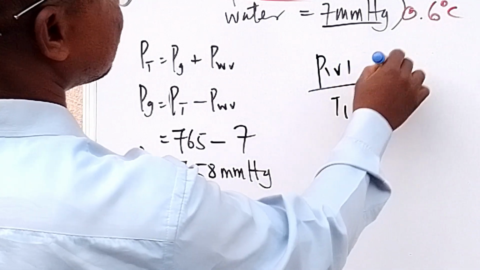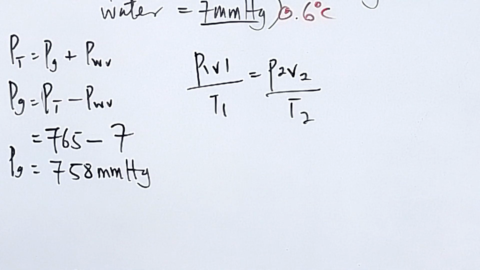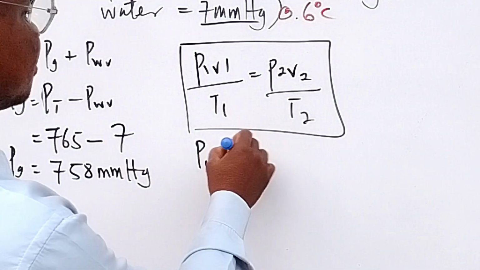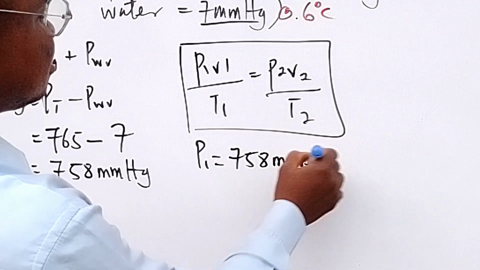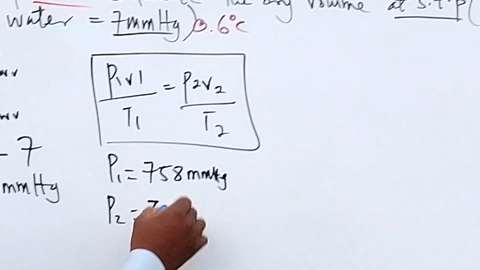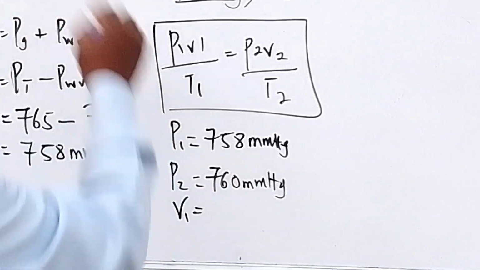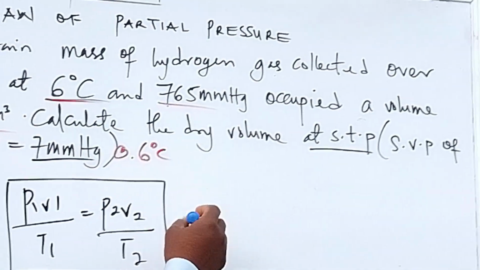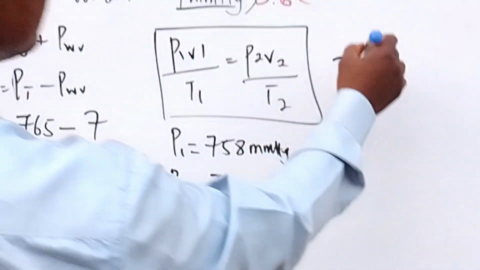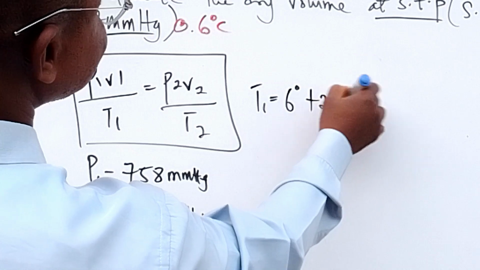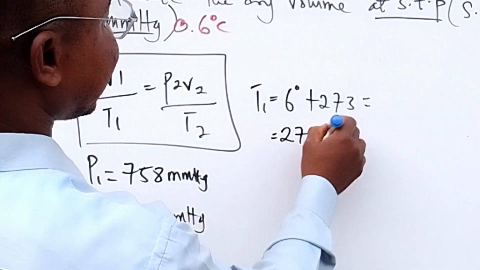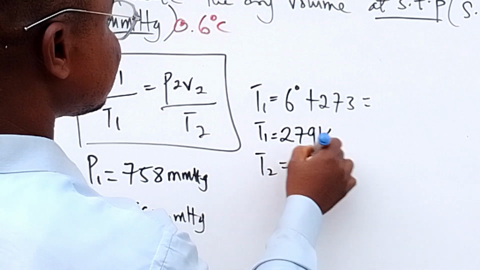The next thing, we are going to use the general gas equation: P1 V1 over T1 equals P2 V2 over T2. What I like doing is getting the analysis of all this first. Our P1 is the dry gas pressure, which is 758 mmHg. Our P2, since it is STP, is 760 mmHg. Our V1 has been given as 35 cm3, and our V2 is unknown. We are calculating V2. Our T1 will be 6 degrees plus 273, which is 279 K, and our T2 will be 273 K.